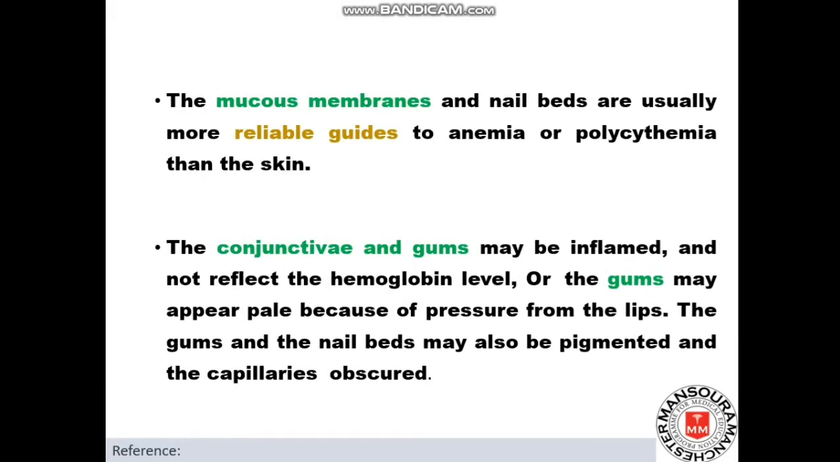The mucous membrane and nail bed are usually a more reliable guide to anemia or polycythemia than the skin. The conjunctiva and the gums may be inflamed and not reflect the hemoglobin level, or the gums may appear pale because of pressure from the lips, and the gums and the nail beds may also be pigmented and the capillaries obscured.